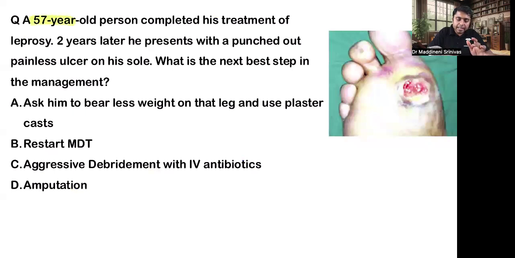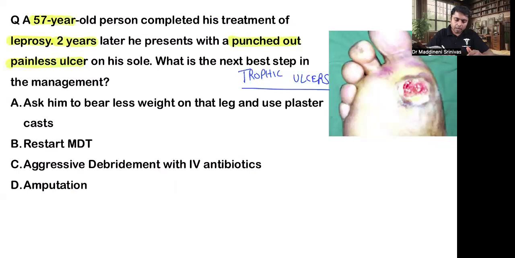A 57-year-old completed his treatment of leprosy. Okay. So 2 years later, after the completion of the treatment, he presents with a punched out painless ulcer over the sole. So most likely we are thinking in terms of a trophic ulcer, which we can see due to the autonomic disturbances. So the question is, what is the next best step in the management?